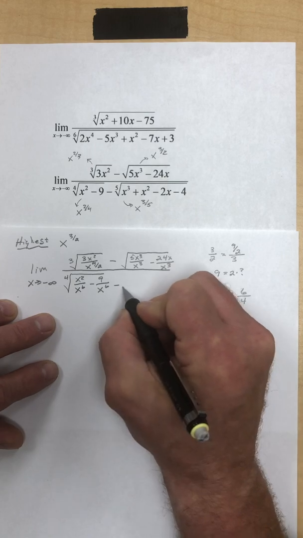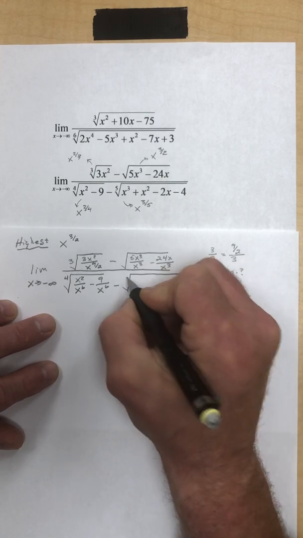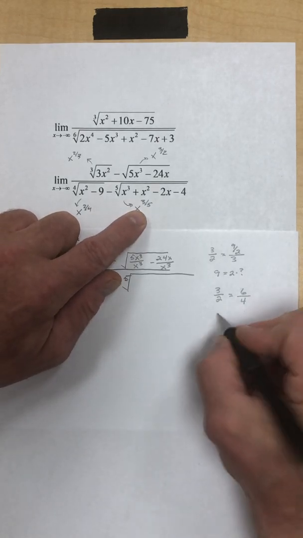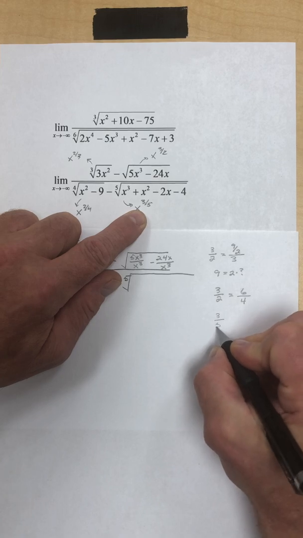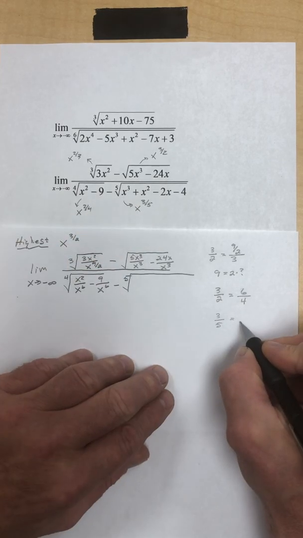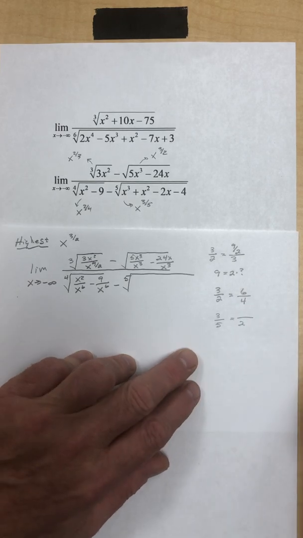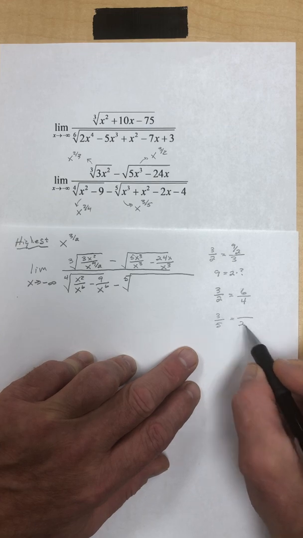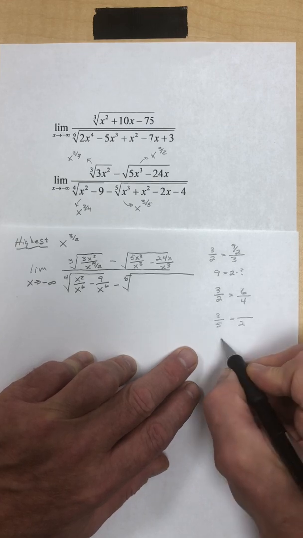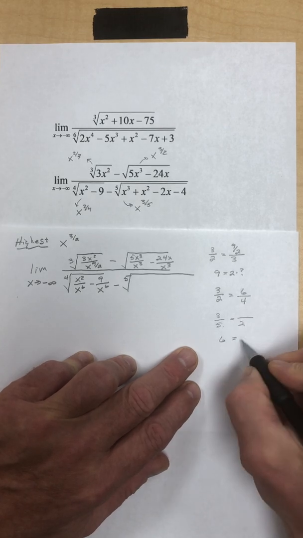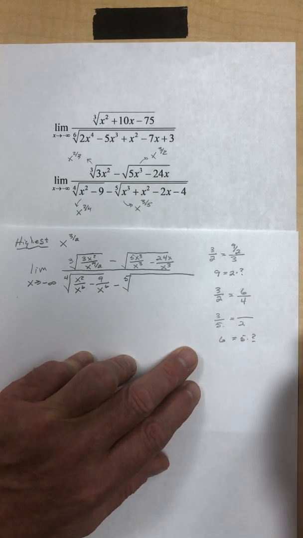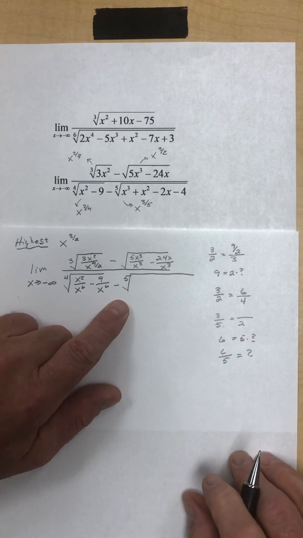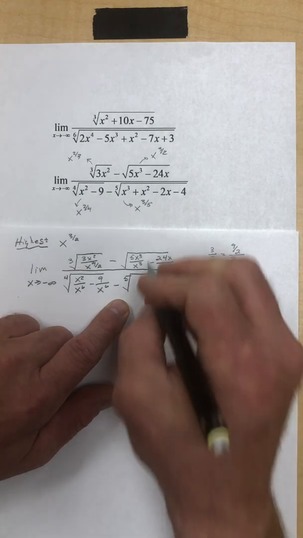Minus, we've got the 5th root. Let's see, the degree here would be 3/5. So I've got to look at 3/5. How do I change that to halves? Let's see what would happen. I'd get 3 times 2, which is 6, equals 5 times something. So it looks like 6/5 is my something. Will that work? I'm pretty sure it will.